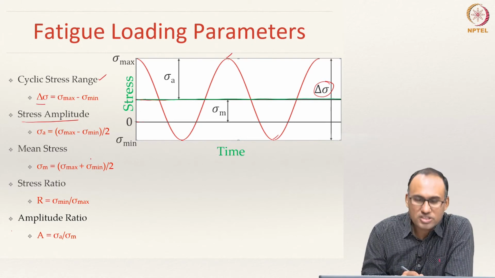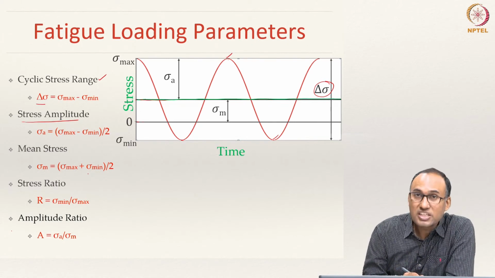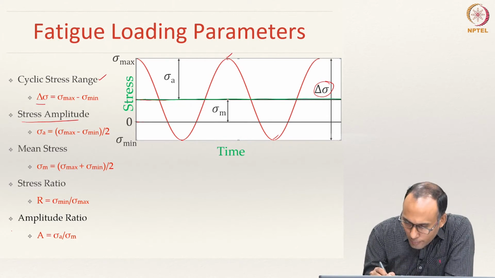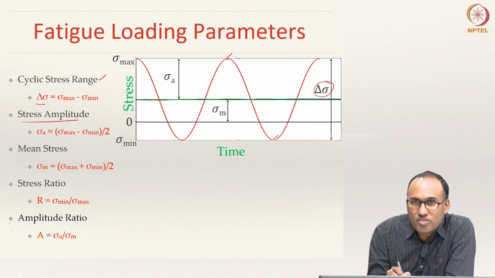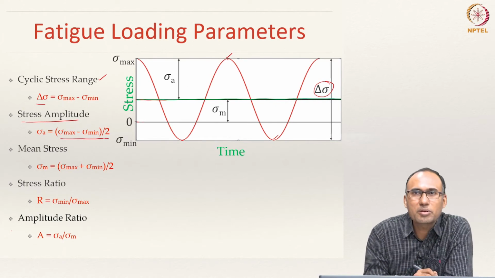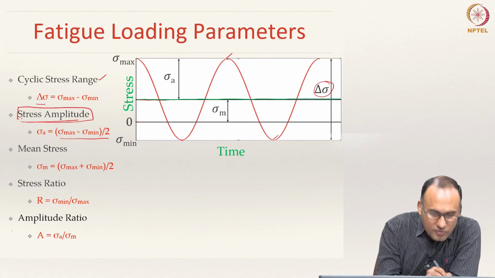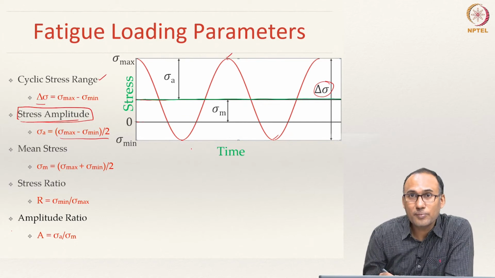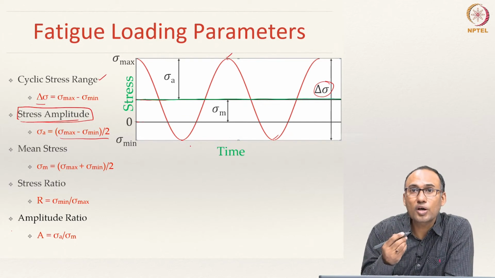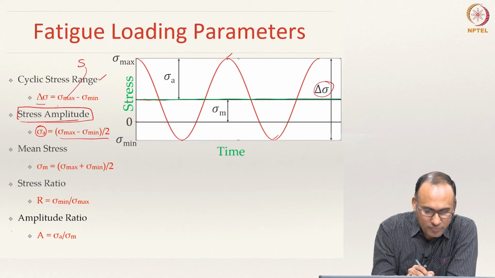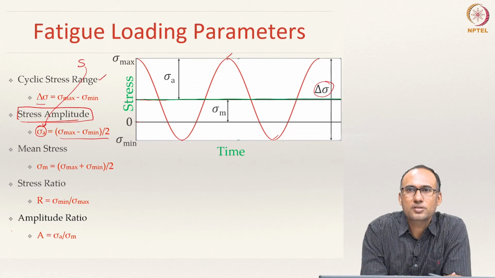What is stress amplitude? Stress amplitude is actually the distance between the mean stress to the maximum stress or mean stress to the minimum stress, because the mean stress is supposed to be halfway through maximum and minimum. That is why sigma max minus sigma min by 2. And this is what is important, stress amplitude. And when we have drawn SN diagram, on the y axis what we have drawn is the stress amplitude. That S in SN diagram is actually the stress amplitude.